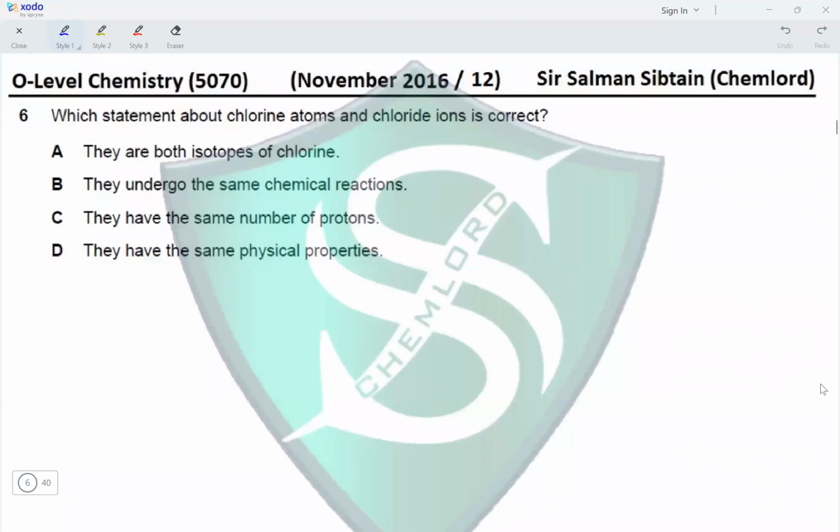Question 6. Which statement about chlorine atoms and chloride ions is correct? So, chlorine atoms and chloride ions have a proton number of 17 and a mass number of 35.5. They are both isotopes of chlorine? No, isotopes have the same number of electrons and protons, but a different number of neutrons. Here, the number of electrons is different in both of these species of chlorine.